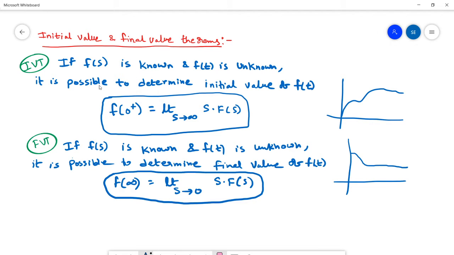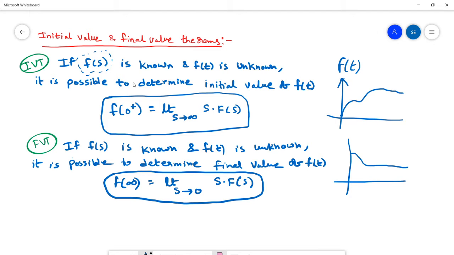Suppose you know the transfer function, F of s is known, and we don't know F of t, F of t is unknown. It is possible for you to determine the initial value of F of t. See, on the right side you have a function F of t. The value where it starts can be determined if you know the information of F of s.